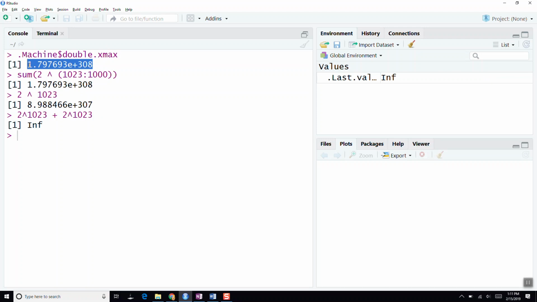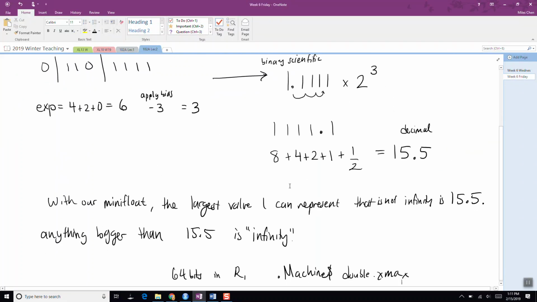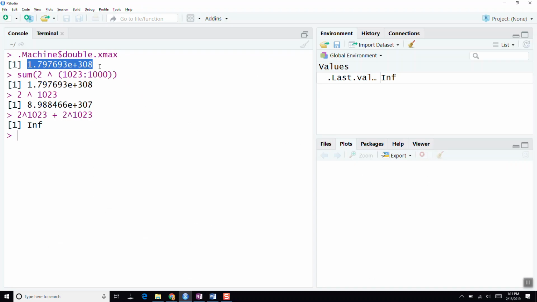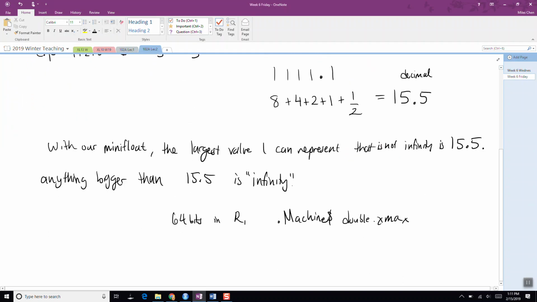So this is on the order of 10 to the 308 power, which is probably big enough for most of our needs, but it's also a far cry from infinity. 15.5 is a far cry from infinity, but so is 10 to the 308. This is on the order of 1.797 times 10 to the 308.